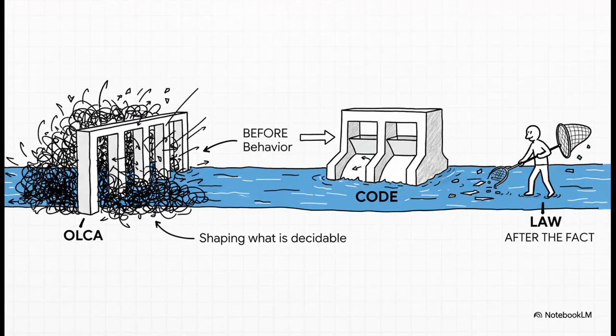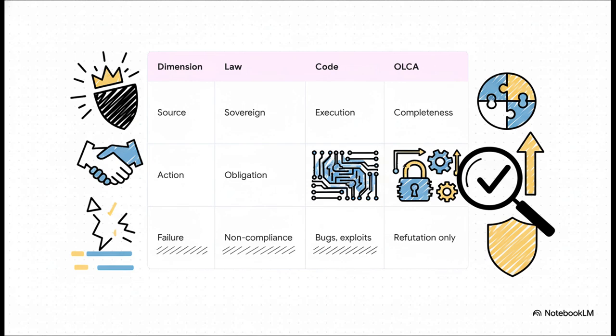This really shows you where OLCAs fit in the grand scheme of things. Think about it. Law reacts to behavior after it happens. Code controls behavior in the moment. But OLCAs, they operate before any behavior even takes place. They sit way upstream, shaping the entire field of what's even possible, making bad decisions seem illogical or even impossible right from the very start. And this table just lays that out so clearly.